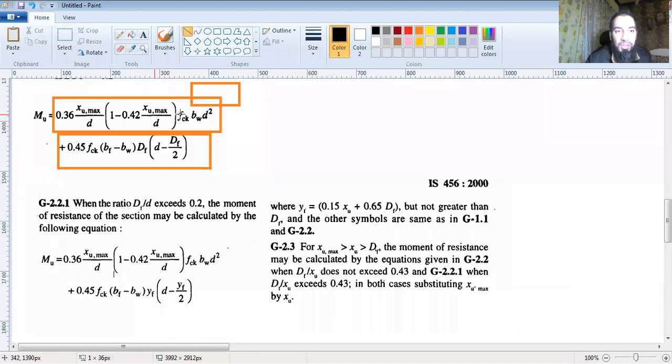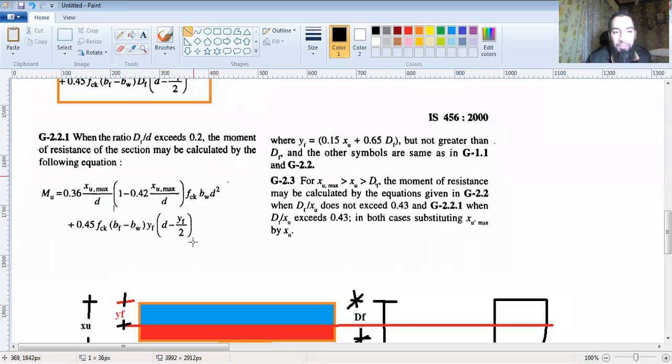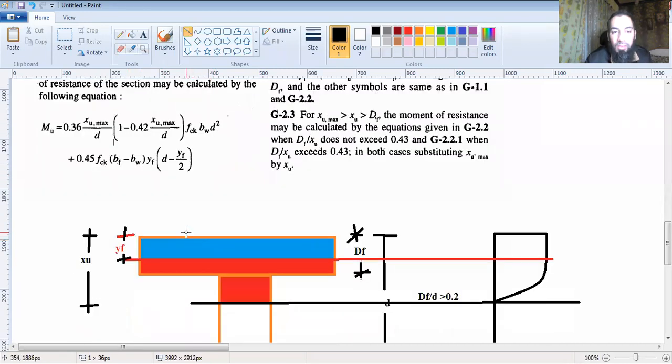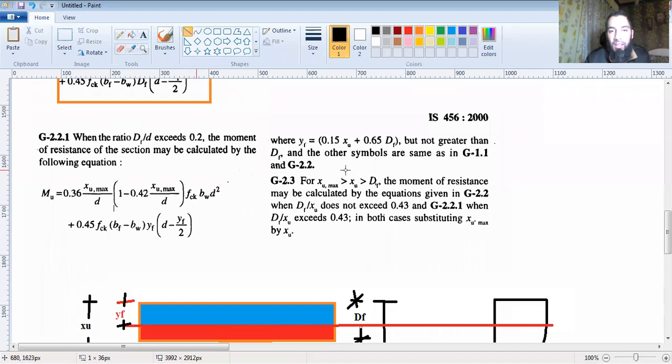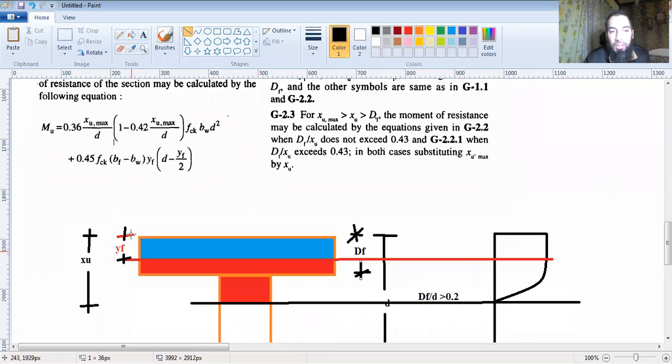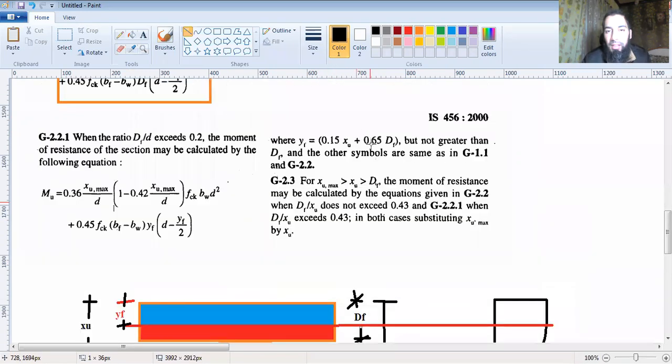The rest of the portion is same. This 0.36 xu max, 1 minus this is already there as you have it here. So there is no other change now, but there is a clause here that your yf should not be greater than Df, and the other symbols are same. Obviously your yf here would not be greater than Df. Now there could be another case, where xu max is greater than xu is greater than Df.